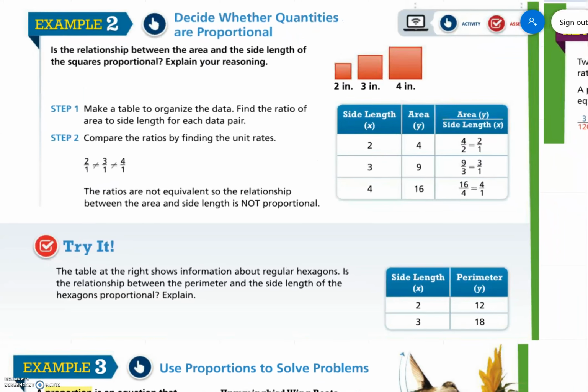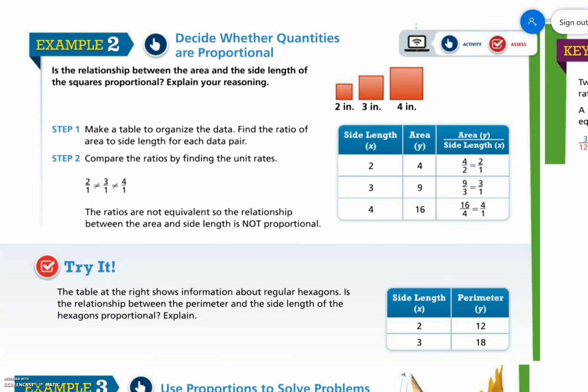Example number 2, decide whether quantities are proportional. Is this relationship between the area and the side length of the squares proportional? Explain your reasoning. Okay, so remember, if the side length of a square is 2, the area is going to be 4 because area equals length times width. And in a square, the length and the width are the same.